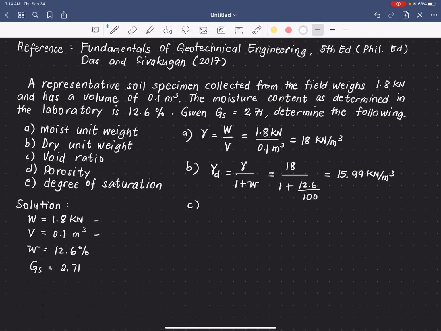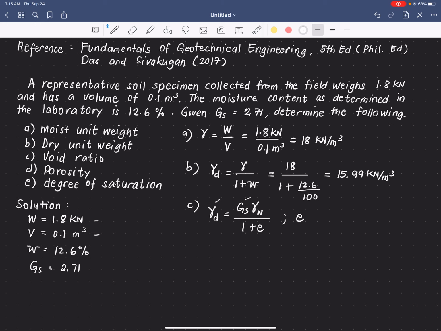Then for the next question, which is the void ratio, given a value of the dry unit weight, we can use the special case formula for the dry unit weight, and that is gamma sub d is equal to G sub s gamma sub w divided by 1 plus e. And from this relation, we can check the parameters if they are given. We have gamma sub d is given, the specific gravity is given, the unit weight of water is known, and the only parameter here that is unknown is e.